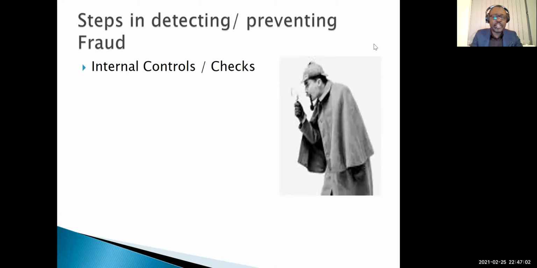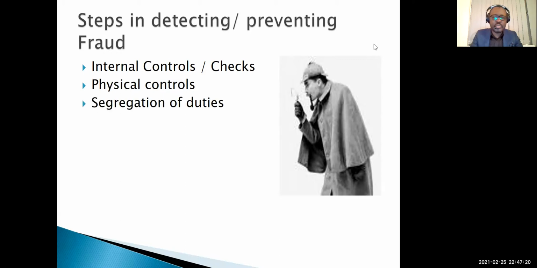Steps in detecting and preventing fraud are not foolproof, but of course they work to some extent. And there's a whole accreditation body, the Association of Certified Fraud Examiners, who are into this. They certify you as a fraud examiner. So look at some of the steps of detecting and preventing fraud. Internal controls, check it. Physical controls, put them in place. Segregation of duties, authorization policies, and you can see these are all items coming from the internal control activities.